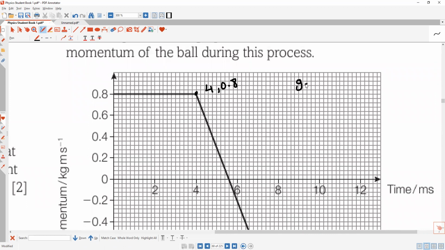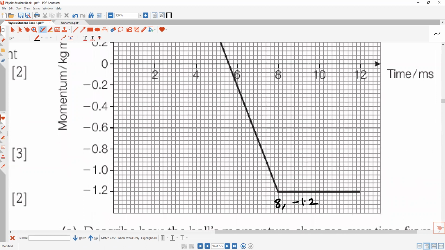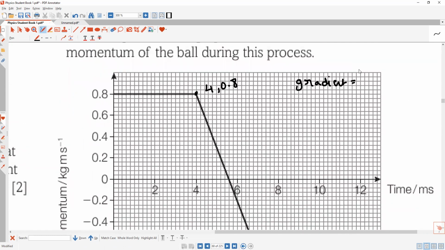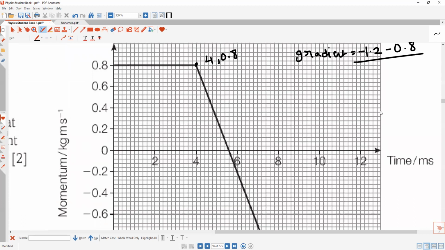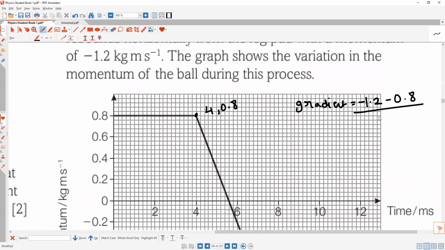So gradient equals y2 minus y1, so minus 1.2 minus 0.8, divided by x2 minus x1, which is 8 minus 4. But I have to multiply 8 minus 4 by 10 to the power minus 3, because it is given in milliseconds and we need to convert to seconds. Do this in your calculator and check what value you are getting.